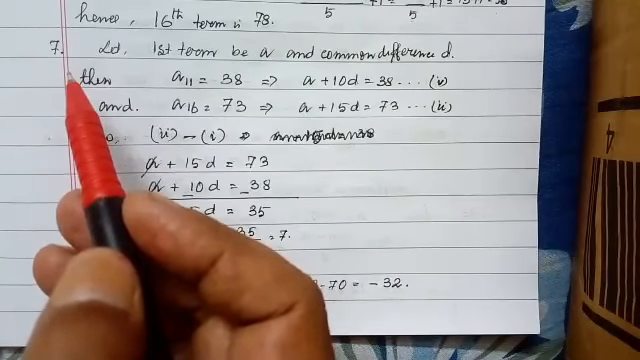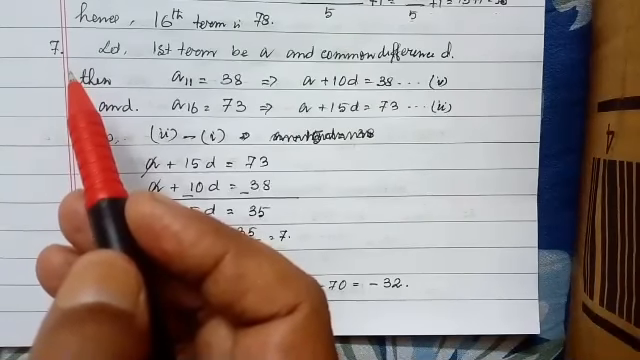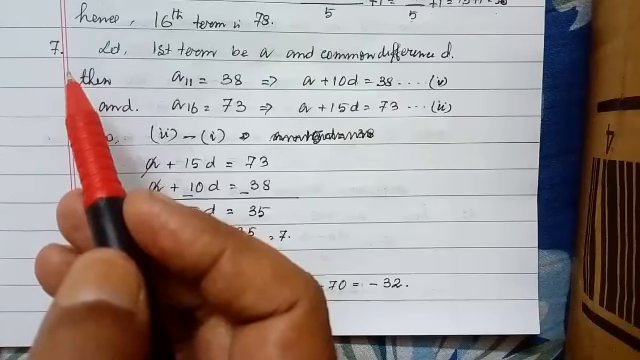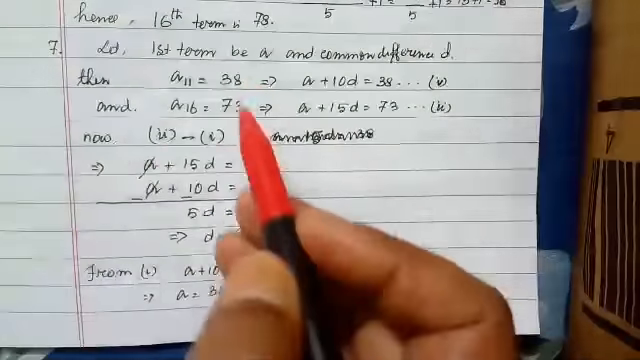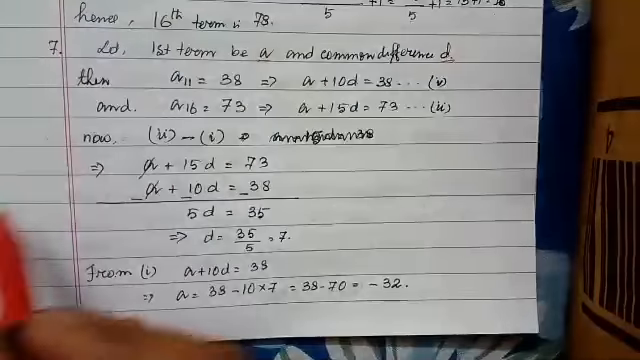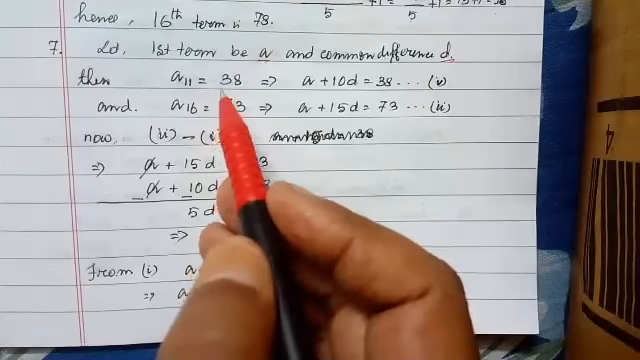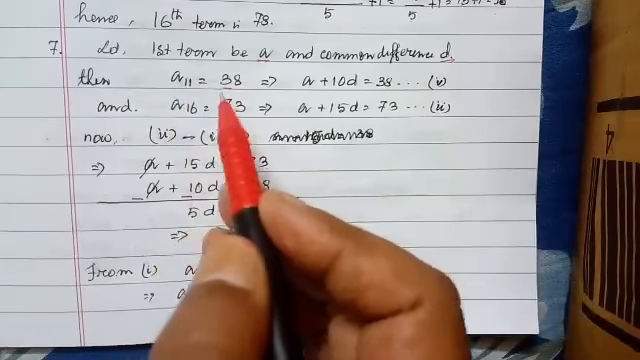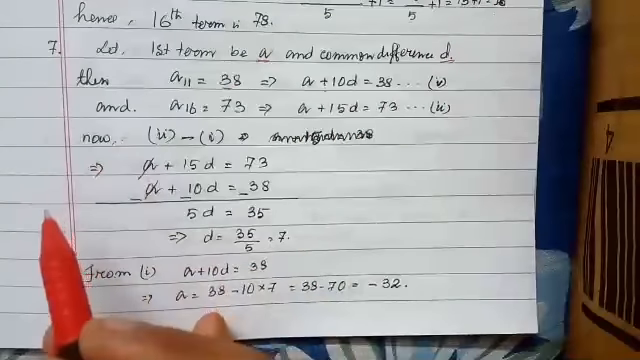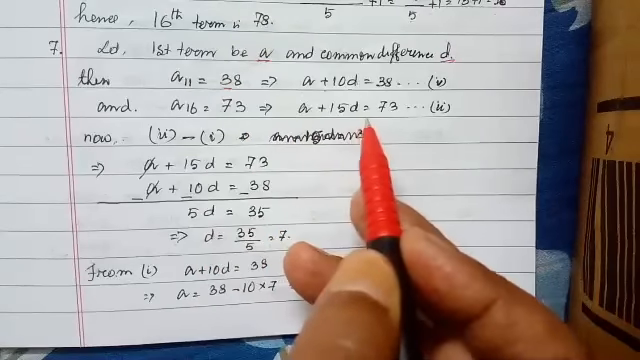Find the 31st term of an AP whose 11th term is 38 and 16th term is 73. Let the first term be a and the common difference d. Then the 11th term is 38. A11 is 38, that is a plus 10d is equal to 38. Make this equation 1. And A16 is equal to 73, that is a plus 15d is equal to 73.